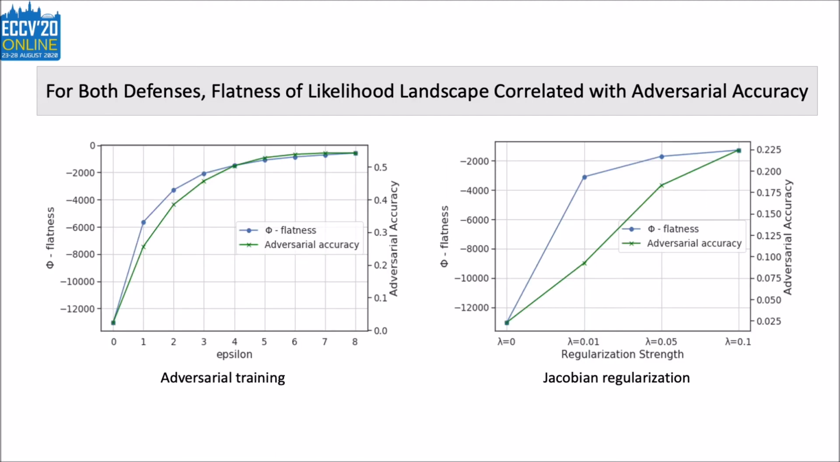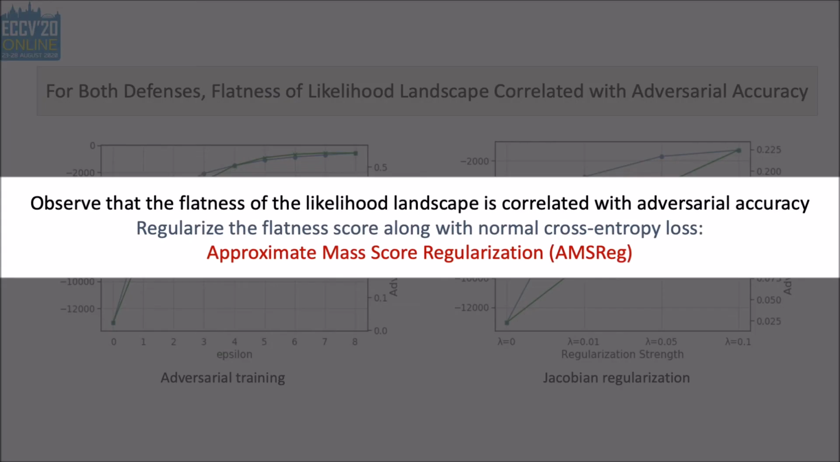In both cases of adversarial training and Jacobian regularization, we see that as we increase the strength of defense, both adversarial accuracy and flatness of likelihood landscape increase. This aligns with what we have seen in the previous qualitative analysis. We then ask if it is possible to improve adversarial robustness by directly regularizing models to induce a flat likelihood landscape. We explore this by regularizing the square of AMS alongside normal cross-entropy loss.